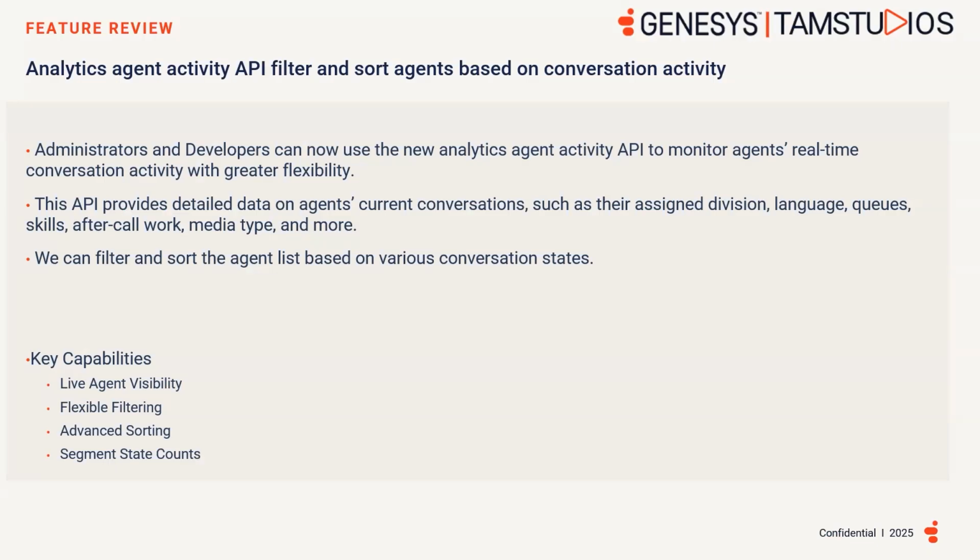Introducing the first phase of agent monitoring public APIs that are accessible to admins, supervisors, and developers to filter and sort agents based on their conversation activities. These APIs return live agent conversation data with the ability to filter and sort by dozens of operational criteria. It's a major step forward in enabling faster decision making and more proactive team support.